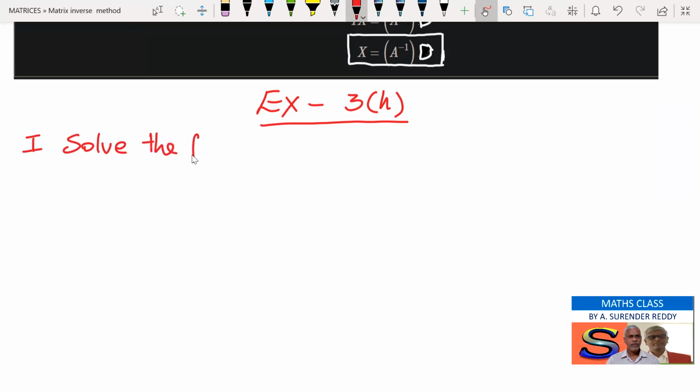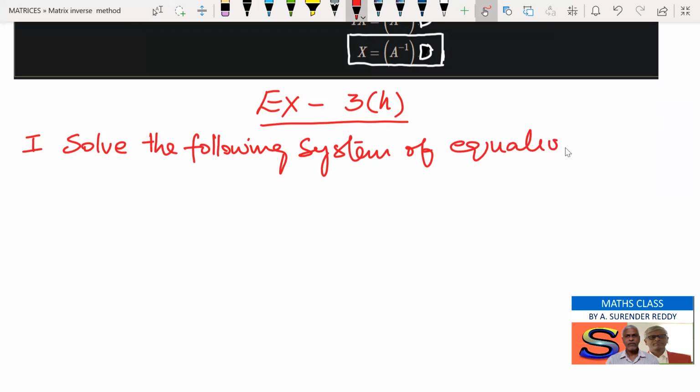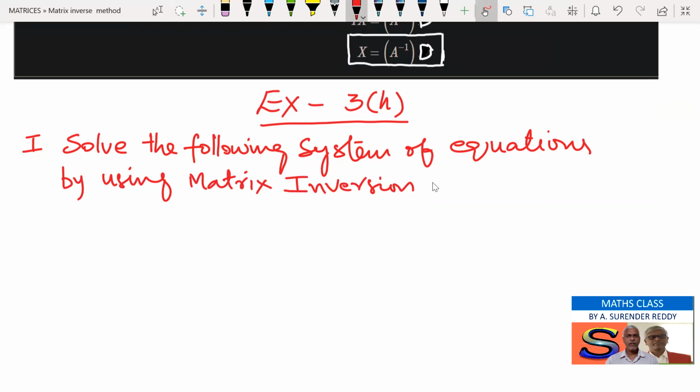Solve the following system of equations by using matrix inversion method.